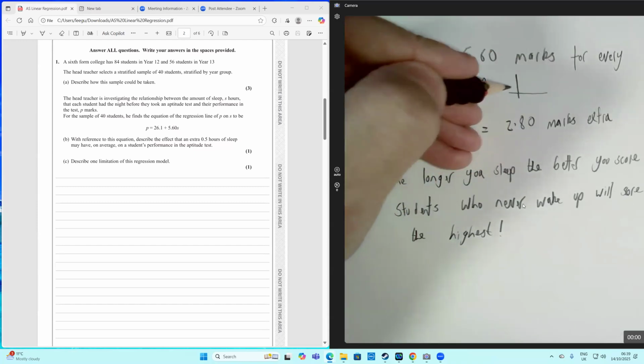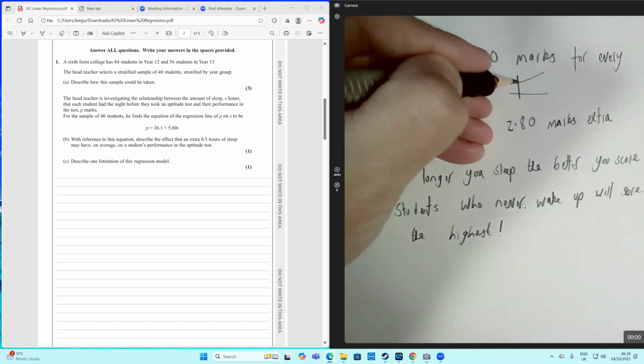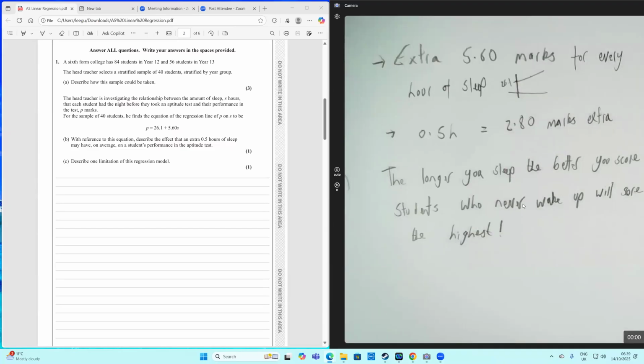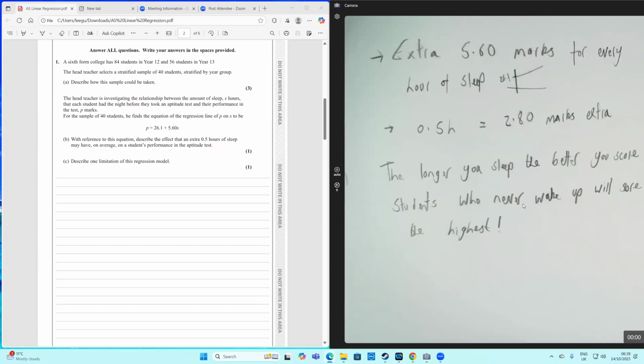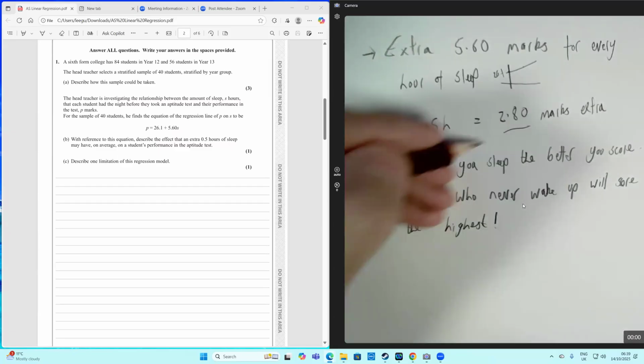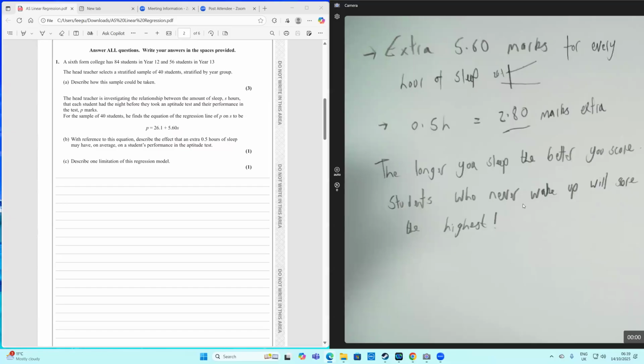We'd have a gradient of 5.6 and it would intercept here at 26.1 and a gradient of 5.6. So that means that if they sleep for an extra half an hour, they're going to gain an extra additional 2.8 marks on the test. So that's our answer to part B.